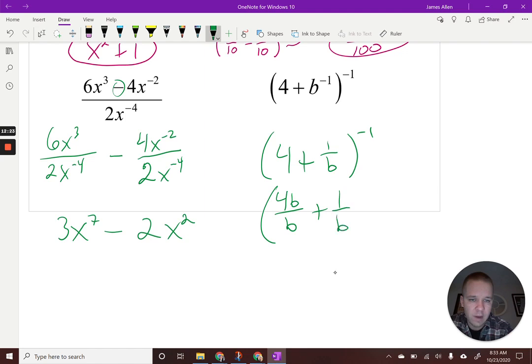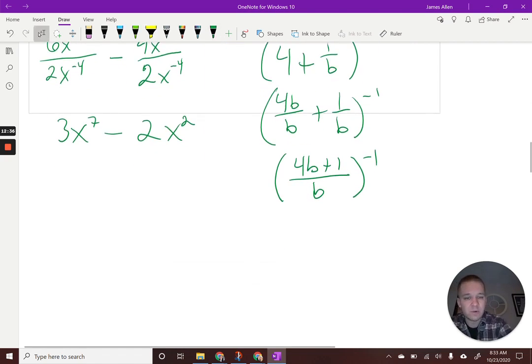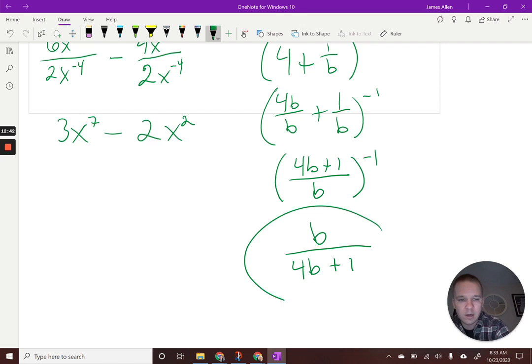plus 1 divided by b, all the negative first. So now I'm going to have 4b plus 1 divided by b, to the negative first. And what can I do now? Reciprocal, woo woo, b divided by 4b plus 1. And we can leave it like that. There are no negative exponents. I cannot simplify this any further, so I am done with this problem.